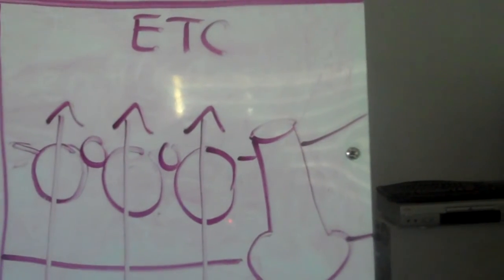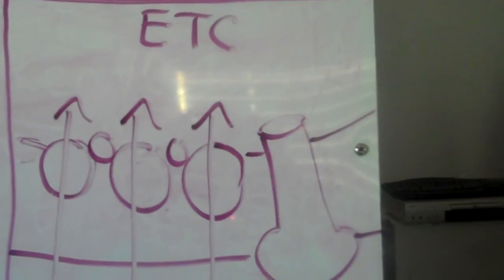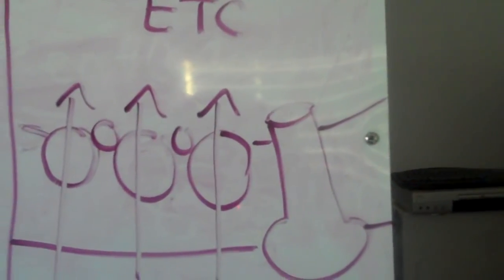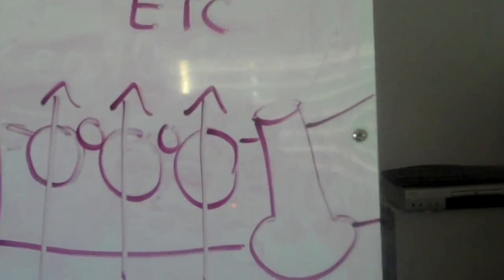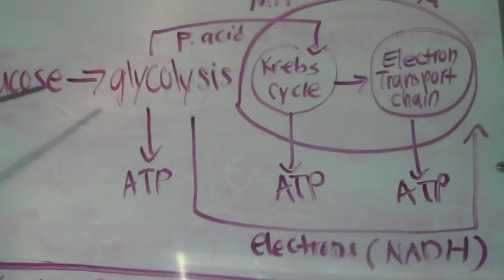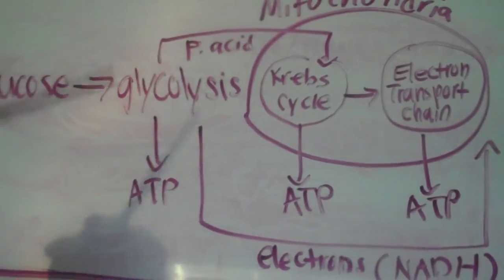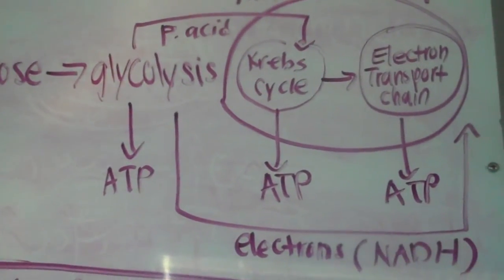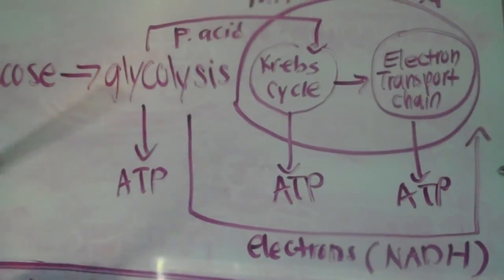But in case there's no oxygen, it goes through something called fermentation, which is the purpose of converting pyruvic acid back into lactic acid or alcohol in the case of yeast and bacteria. And it recycles the NADH back into NAD+, so then glycolysis can continue again.